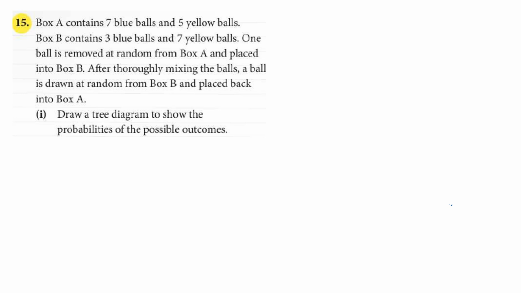Right, so that seems to have 3 actions going on, box A to box B and then B back to box A. But when you draw the tree diagram, we don't really have to worry about all these 3 actions. We just need to worry about what happened from box A to B, and then what happened from B to A. So when you draw the tree diagram, the first 2 branches comprise the 7 blue balls and the 5 yellow balls from box A.